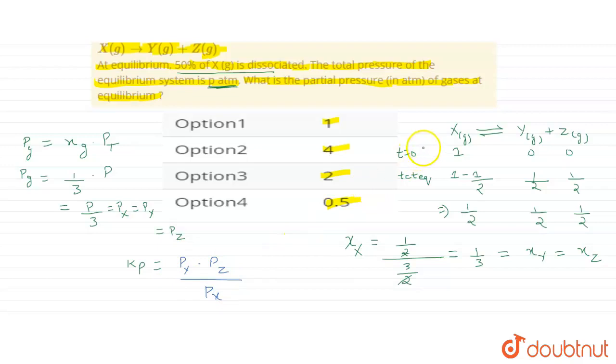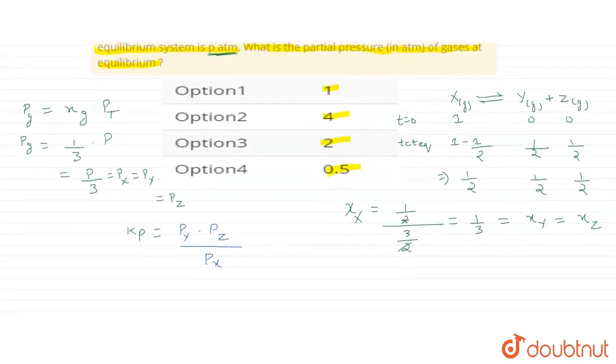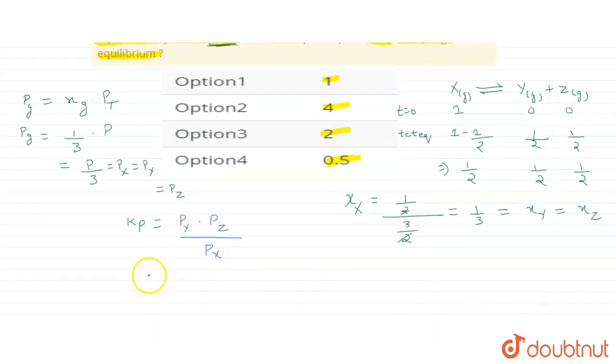divided by partial pressure of X to the power 1, because the stoichiometric coefficient of X is 1. So this will be the value of Kp. I hope you are understanding it, and Kp is given as 1 atm in the question. So 1 equals P by 3 into P by 3 divided by P by 3. So P by 3 will cancel, and we will get P by 3 equal to 1.